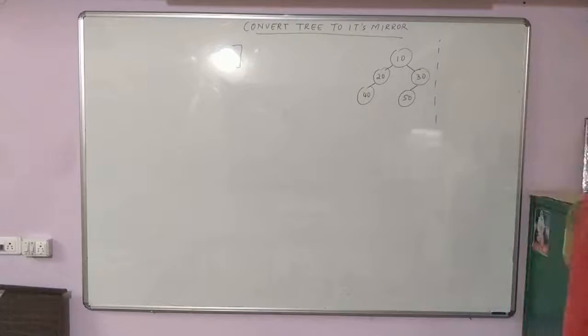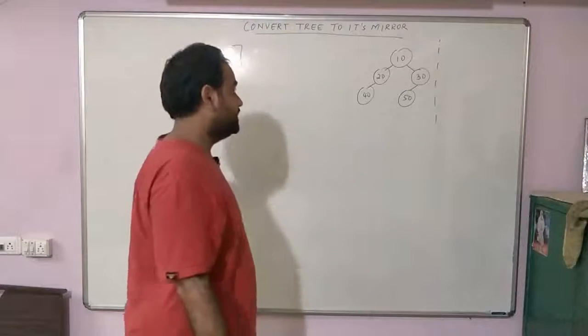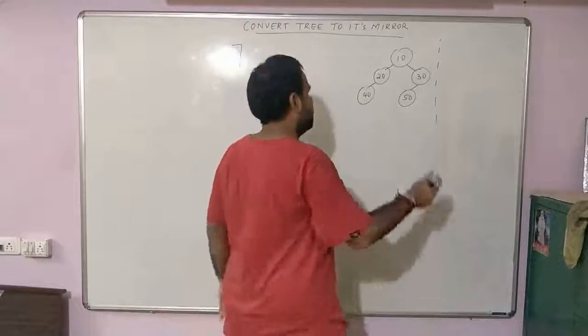You see 10 as the root, if you can see. Then what will we do? We will write the left child as the right child and the right child as the left child. Now 10 will be here.